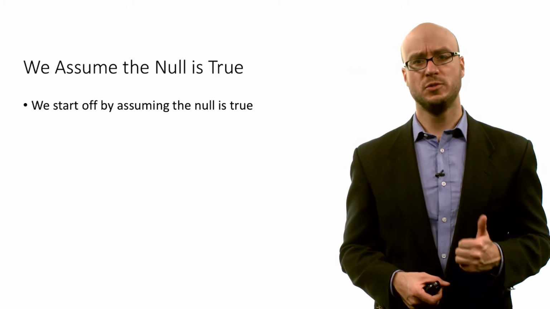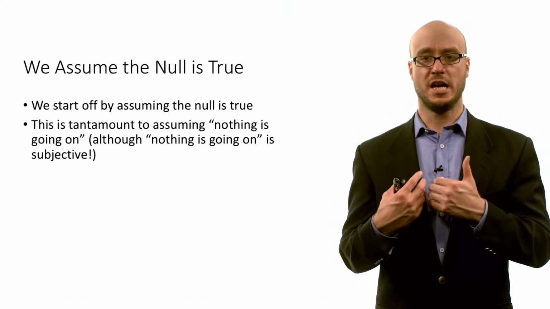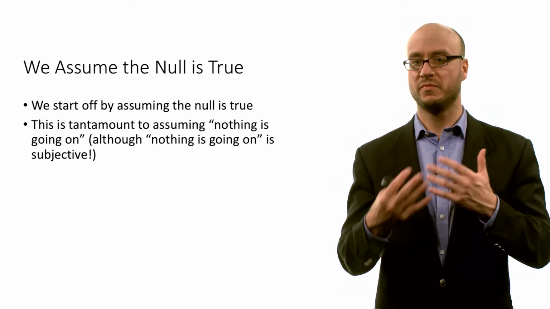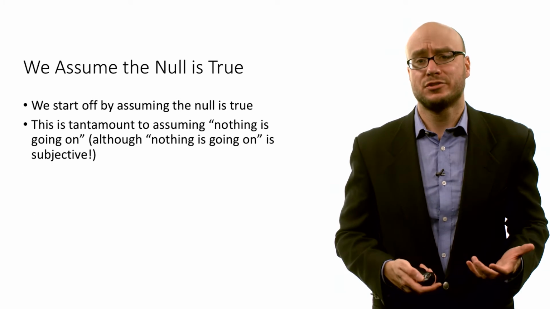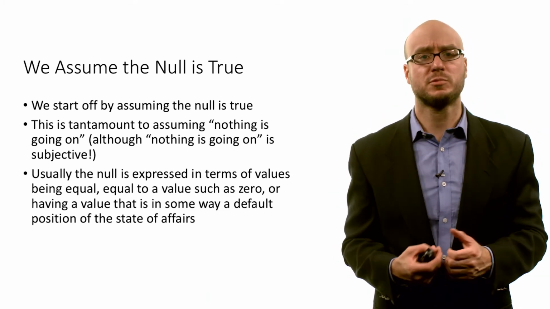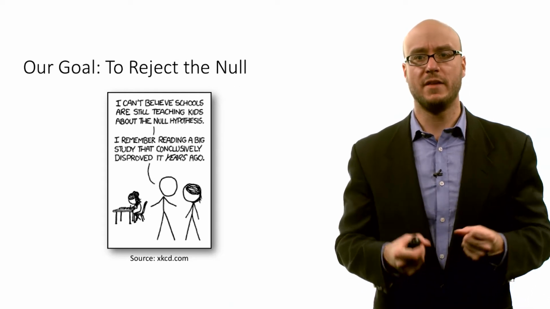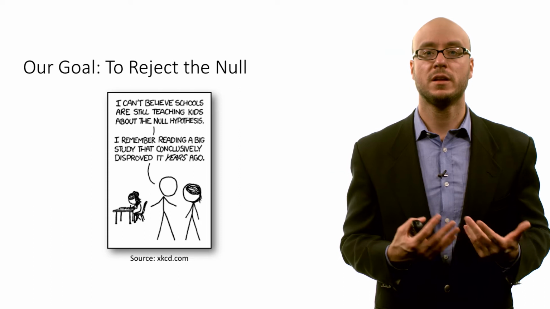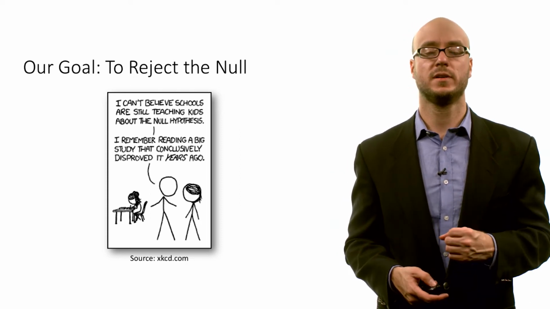Then what we do is we assume the null is true. We assume that the nothing-going-on claim. It's not always that nothing is going on, but typically the null is not that interesting. We assume that that's true. We assume that nothing unusual is going on. And then we collect evidence because we want to see if we're going to reject the null or not. That is our goal with this kind of analysis.